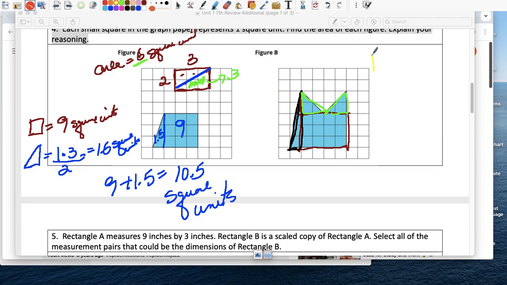So let me do the rectangle here. Let me show you a better color. Here, the rectangle is 1, 2, 3, 4 across, and going up is 1, 2, 3. We can just do 4 times 3 and we get 12. So this triangle over here, now the long side, this guy here.